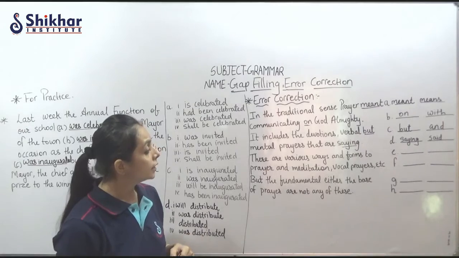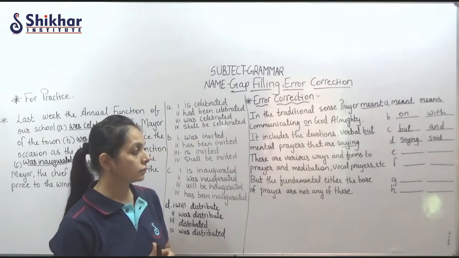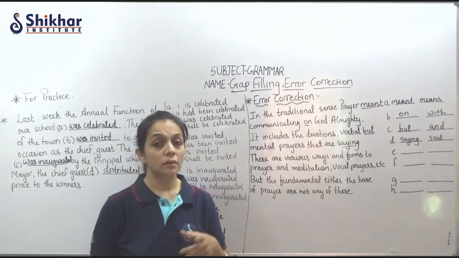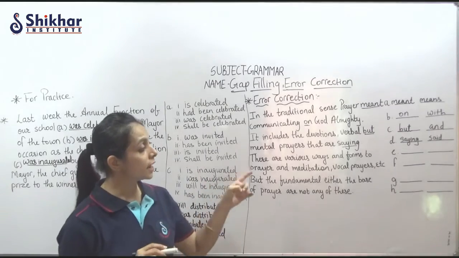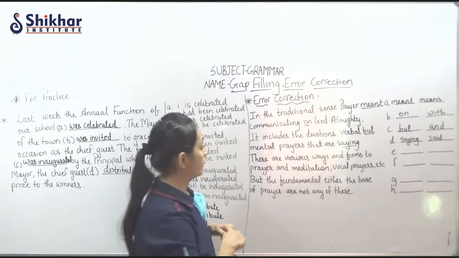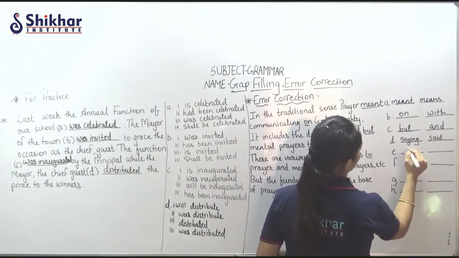Then you see. There are various ways and forms to prayer. There are various ways and forms of prayer. Correct? Various ways and forms of prayer.